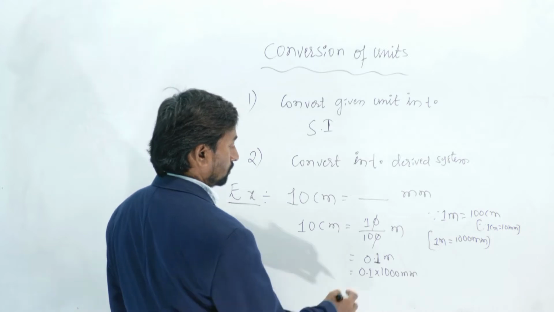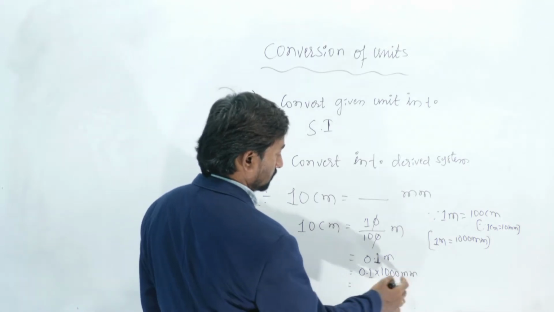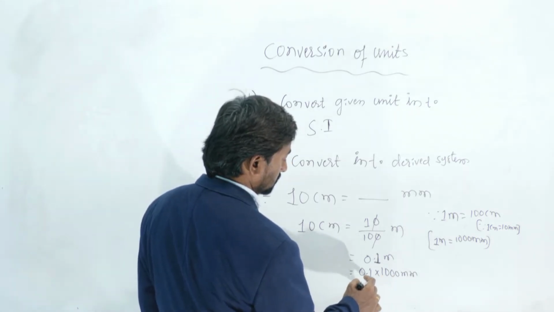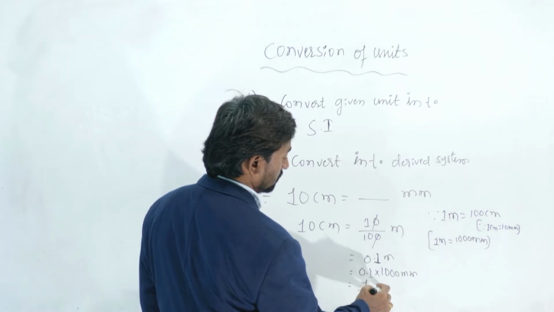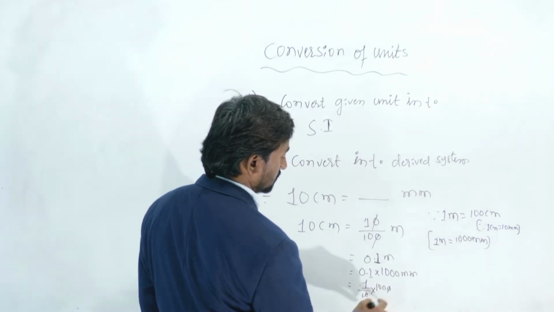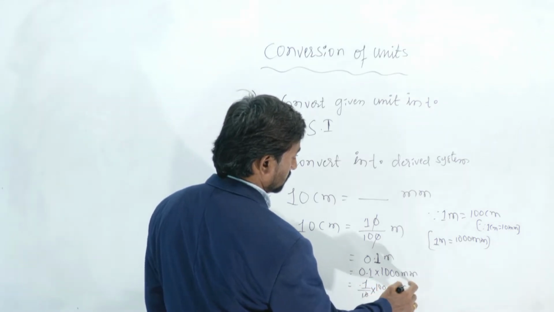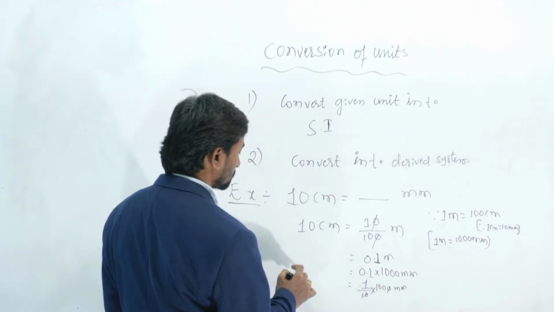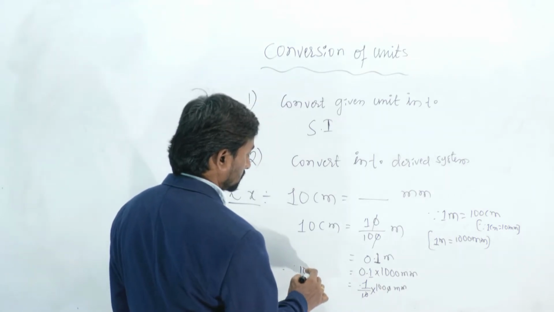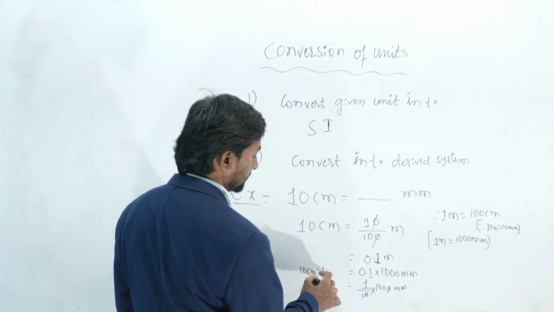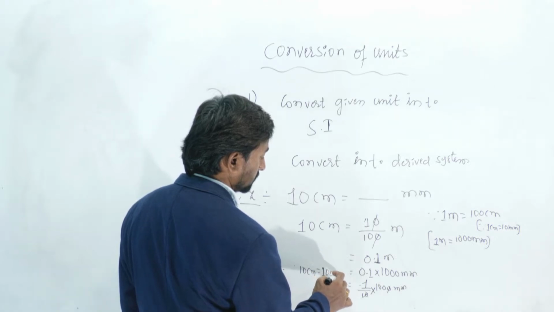So here we will get 0.1, which is 1 by 10, into 1000. This and this will be cancelled, and we will get millimeters. Therefore, 10 centimeters is equal to 100 millimeters.